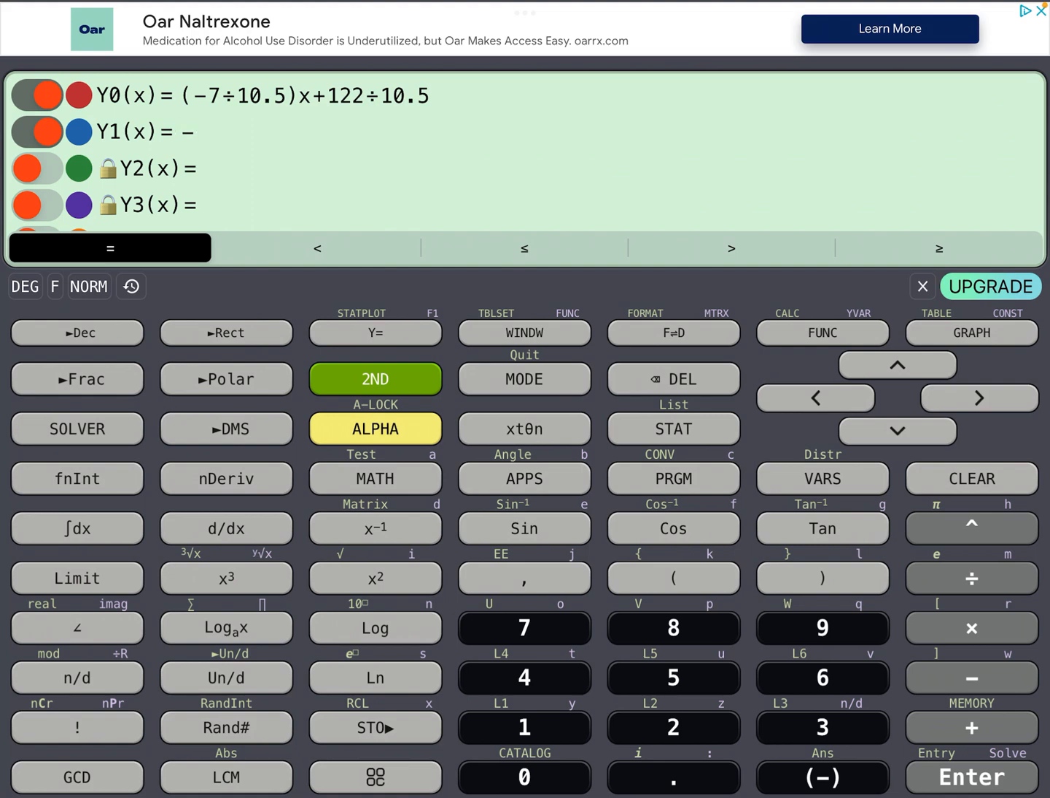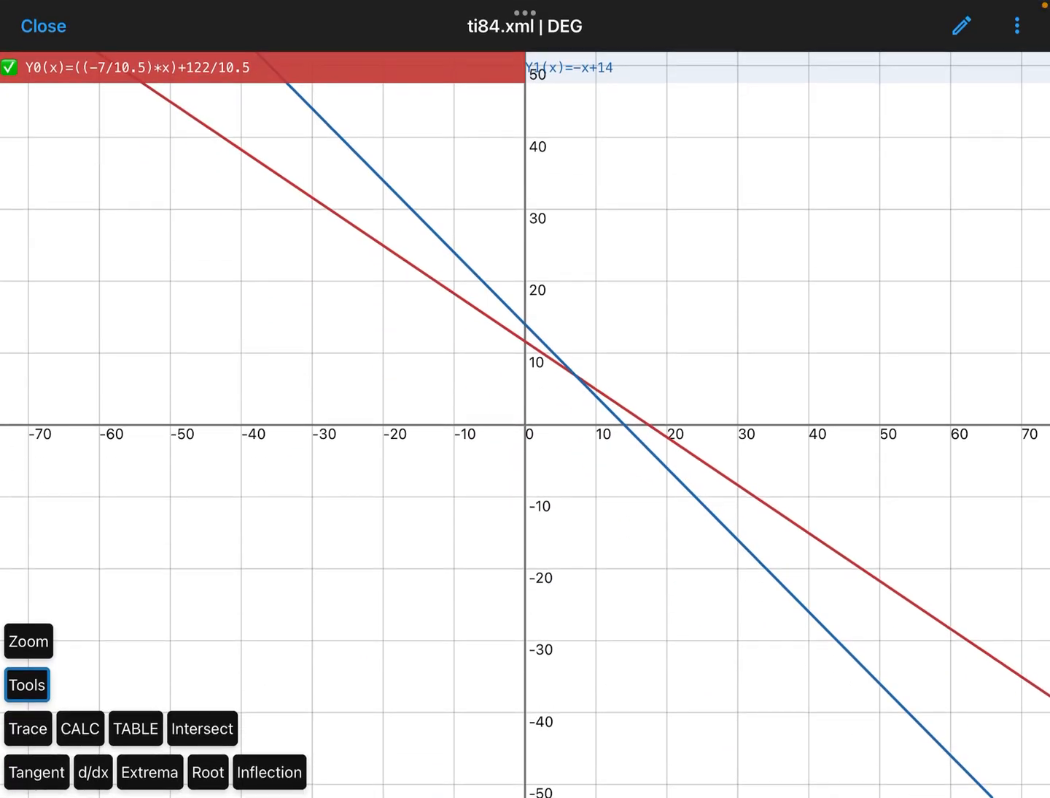My other equation, a little bit simpler, negative, so I push the negative button here down at the bottom, x plus 14. Both of those equations look the way I want right now, so I'm going to go ahead and hit graph at the top right. So here we see the graph, and I'm going to hit intersect, and it'll take me right to it.